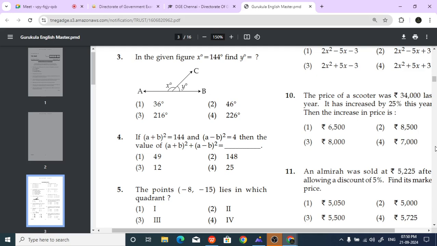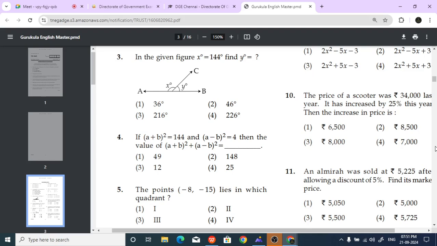Then go to question number 4. Can anybody read question number 4? If a plus b whole square equals 144 and a minus b whole square equals 4, then the value of a plus b whole square plus a minus b whole square equals dash. Option is given. So second option, correct, because you have to add 144 plus 4, that is 148.